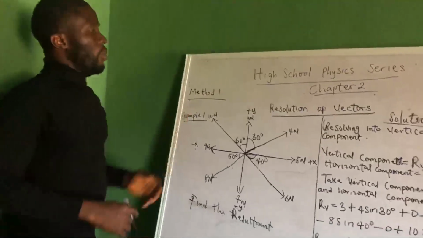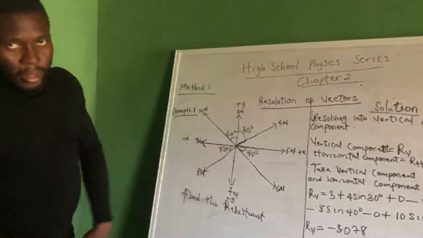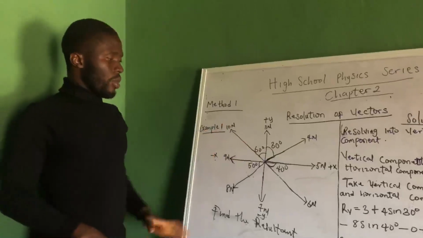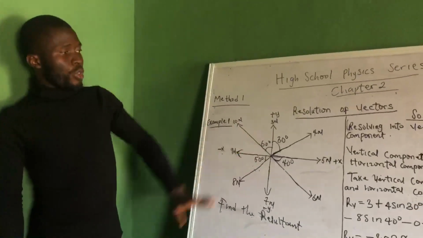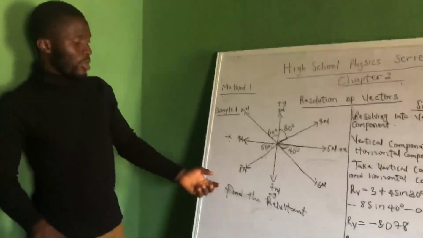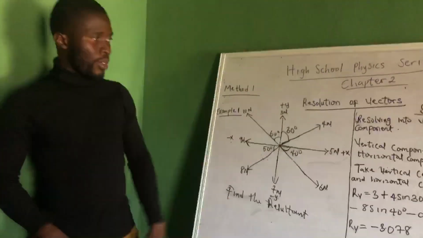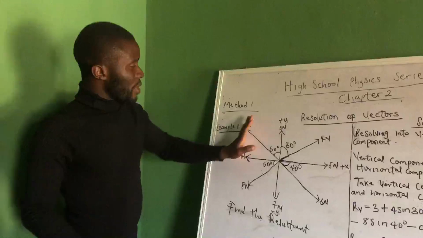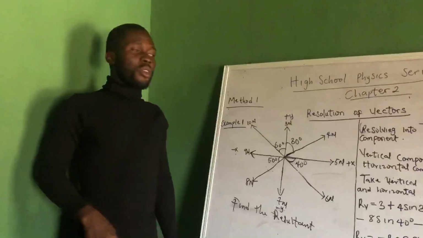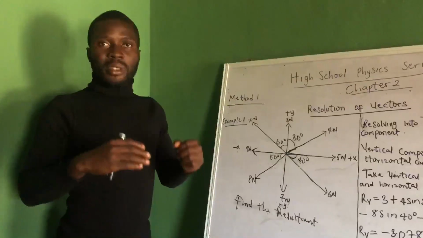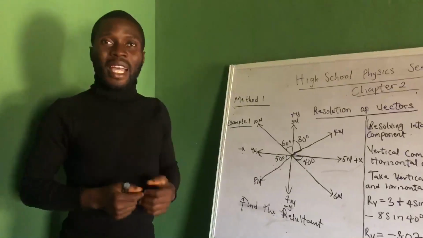Now, we want to resolve this particular vector. This is the question. Now, how do we resolve this question? The question says we should find the resultant of this. Anytime we are given a question like this, the first thing that we are going to do is to resolve into the vertical and the horizontal components.